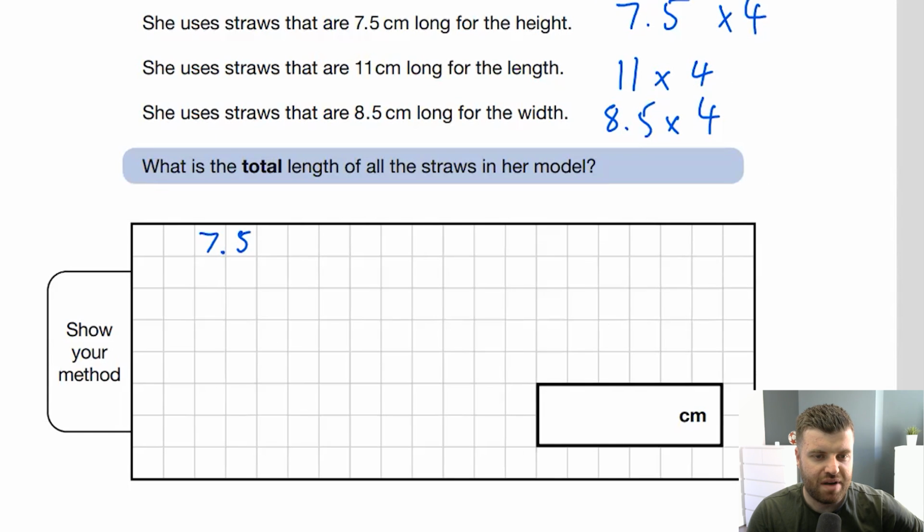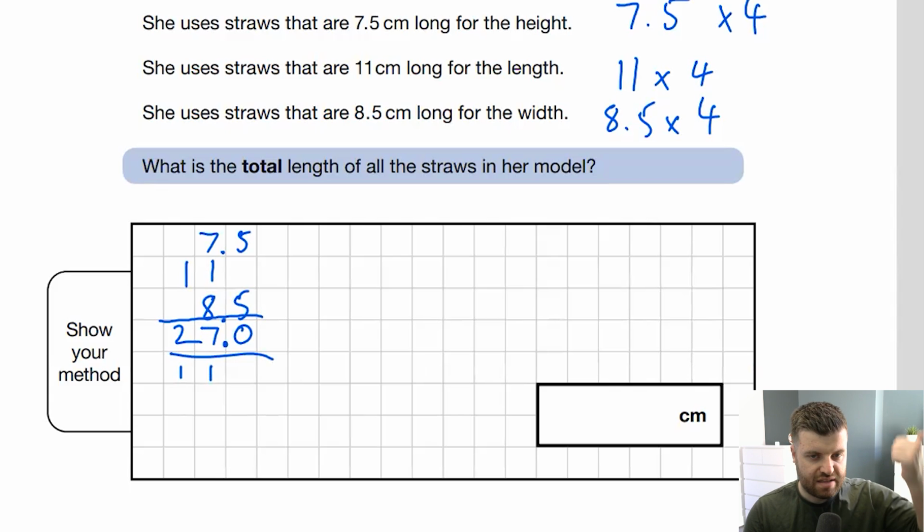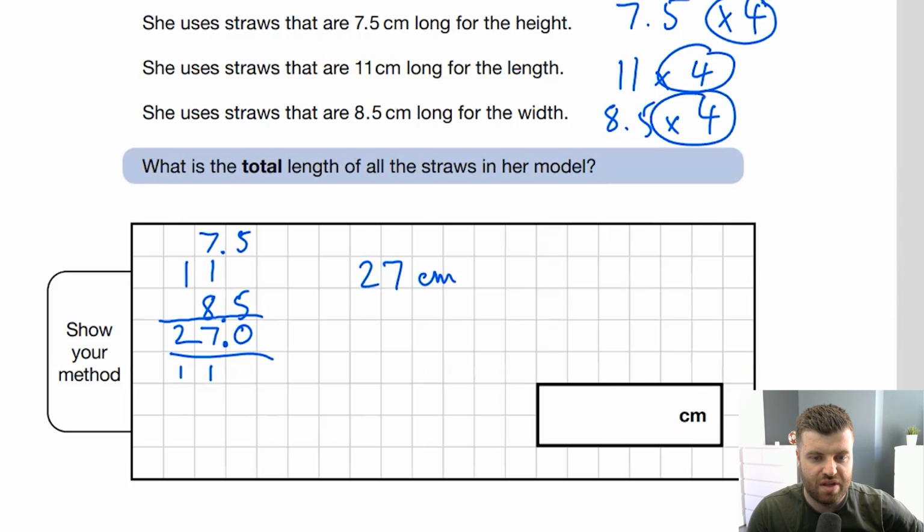7.5 plus 11 plus 8.5 is the total length of 1 length, 1 width, and 1 height. So let's do that. 0, 1, exchange over, put your decimal in. 7 plus 1 is 8, plus 8 is 16, plus the 1 at the bottom is 17, and then 1 and 1 is 2. So the total length of a width, a length, and a height is 27 centimeters. And for each of them, we needed 4 lots. So we can do 27 multiplied by 4, and this is going to give us our answer. 7 4s are 28, 4 times 2 is 8, plus the 2 is 10.